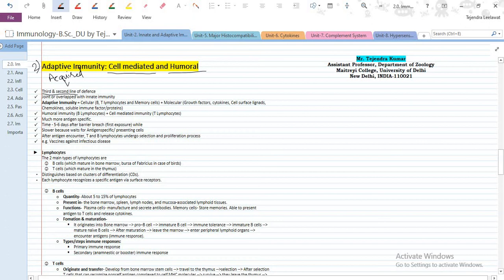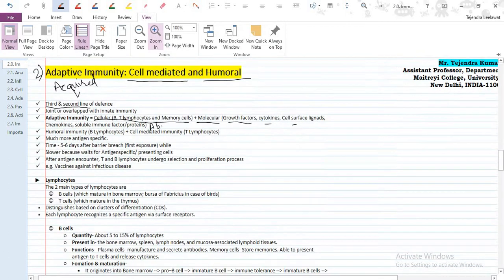So whenever we talk about adaptive immunity, it contains, as I told you, cell-mediated immunity and humoral immunity. Cell-mediated immunity contains B lymphocytes, T lymphocytes, and their memory cells. That is a part of adaptive immunity, and the second part is molecular, which contains growth factors, cytokines, cell surface ligands, proteins, chemokines, and soluble immune factors or proteins like antibodies. These are all parts of the adaptive immunity.